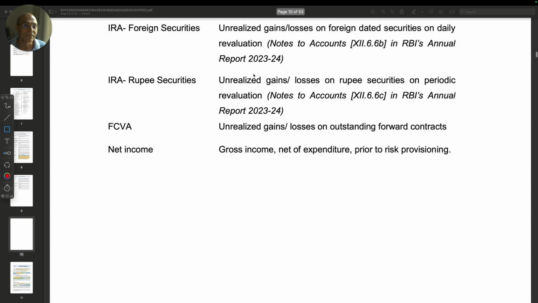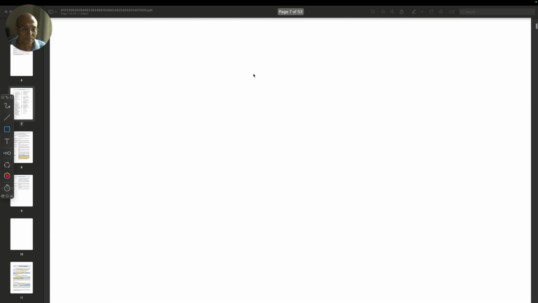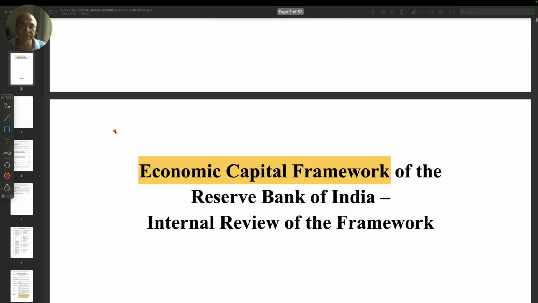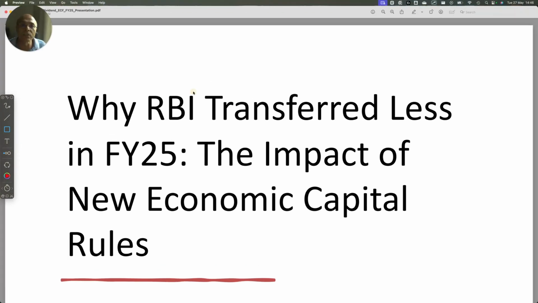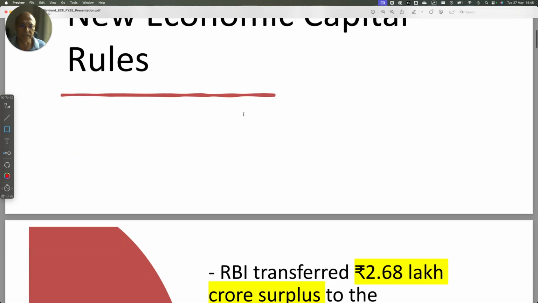So this rule, right? The title of this rule is the economic capital framework, which has been reviewed to maintain consistency. What I have done is I've tried to synthesize the complexity of this document in a slide deck, and we'll take you through the slide deck one by one. And there are various terminologies which are going to confuse you, right? But I'd like to synthesize this document in very simple terms.